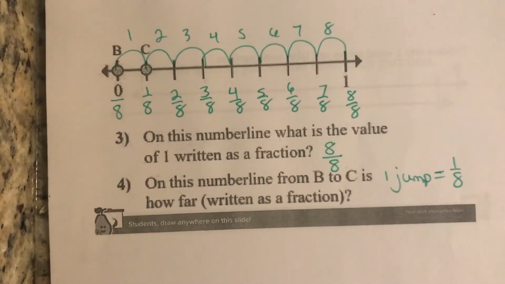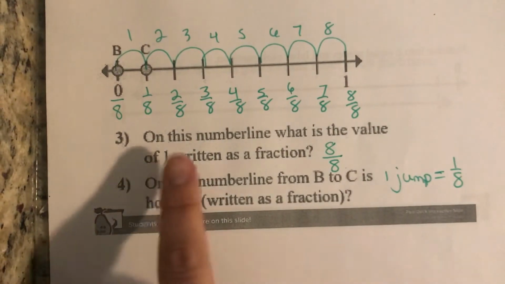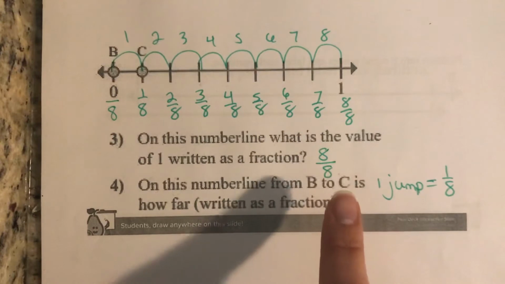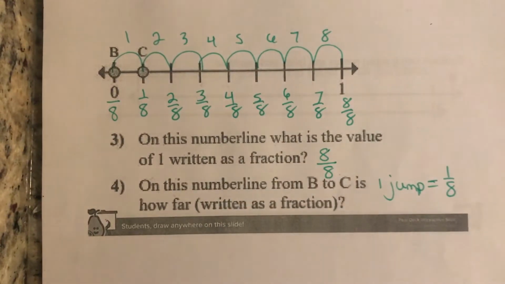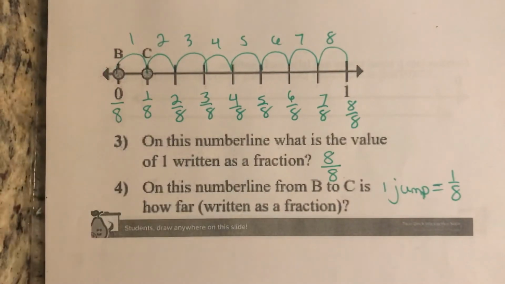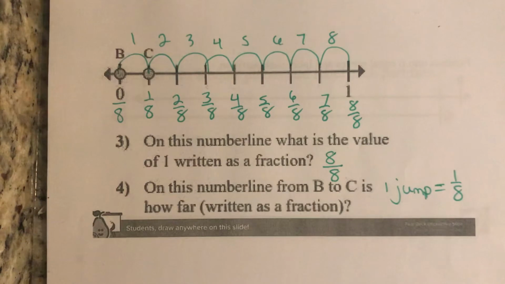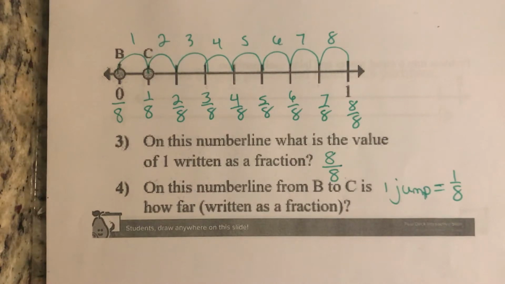Another similar problem, but with slightly different questions, says on this number line, what is the value of 1 written as a fraction? Well, again, I would have to figure out how the fraction has been divided. And again, it's in eighths, and we count by doing the jumps or the spaces. And if I stop and find where 1 is, the fraction at 1 is 8/8.